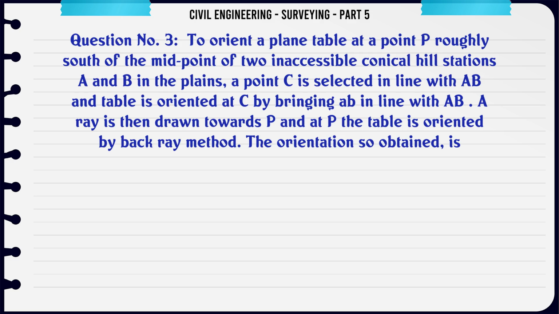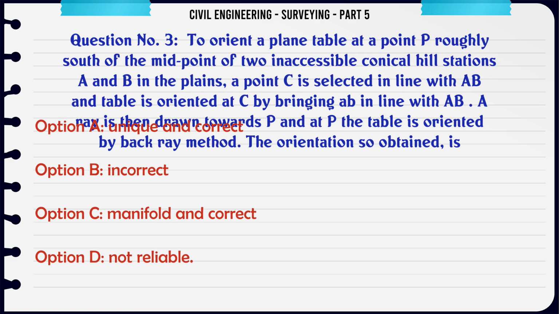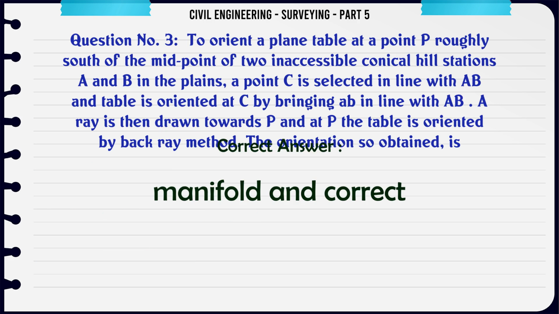To orient a plane table at a point P roughly south of the midpoint of two inaccessible conical hill stations A and B in the plains, a point C is selected in line with AB and the table is oriented at C by bringing AB in line with AB. A ray is then drawn towards P and at P the table is oriented by back ray method. The orientation so obtained is: A. Unique and correct, B. Incorrect, C. Manifold and correct, D. Not reliable. The correct answer is manifold and correct.